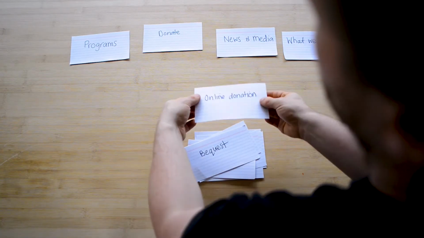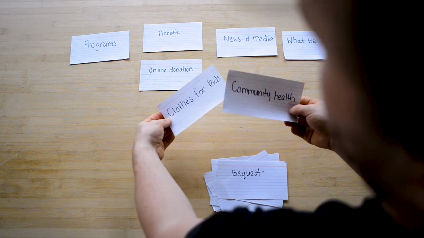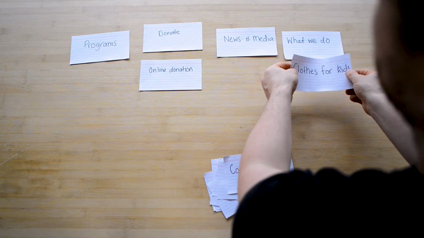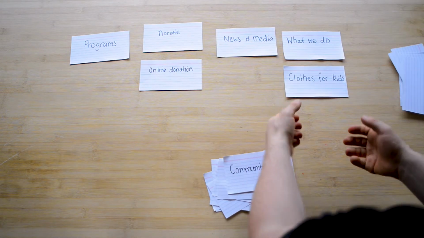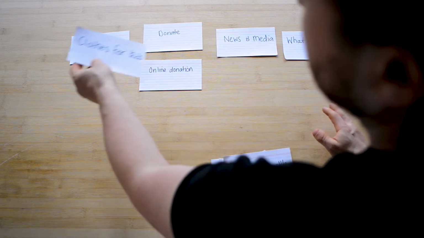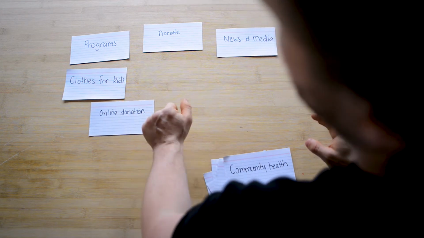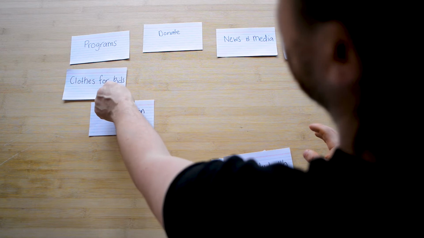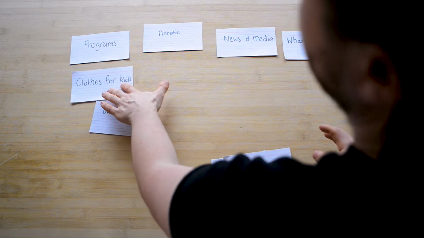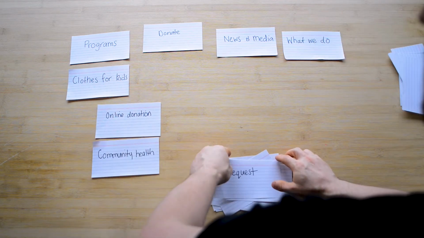So for example, online donation makes sense under donate, whereas clothes for kids is a program, but maybe it goes under what we do. Either is fine. There's like no rules to this. Let's say that we want to put it under programs. We might then decide that we're going to make an online donation for the Clothes for Kids program. Top level hierarchy, next level of hierarchy, and then a series of items below it.